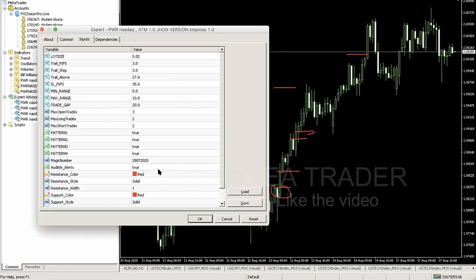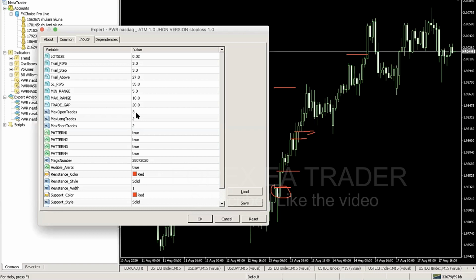When the robot opens another trade, there's no way that you can have 2 trades of the same direction at once. It's impossible. When that happens, you must talk to me, there's a problem. Second, you cannot have 2 trades of opposite direction. Impossible. Does not work. If that happens, talk to me.